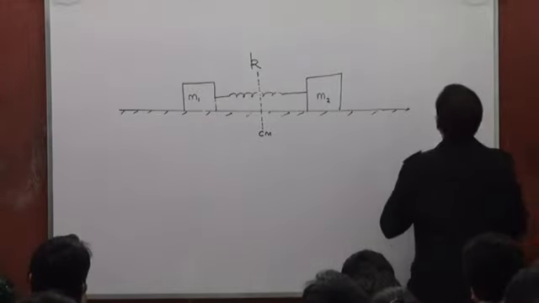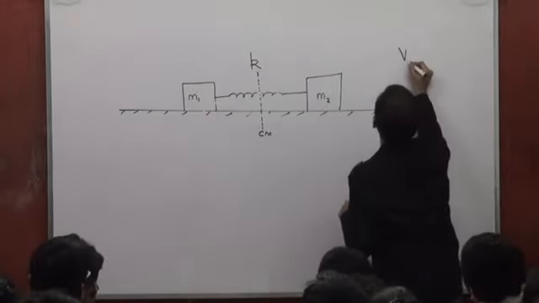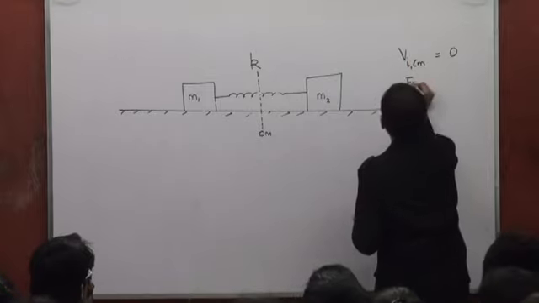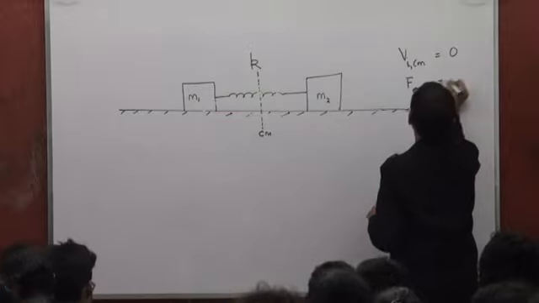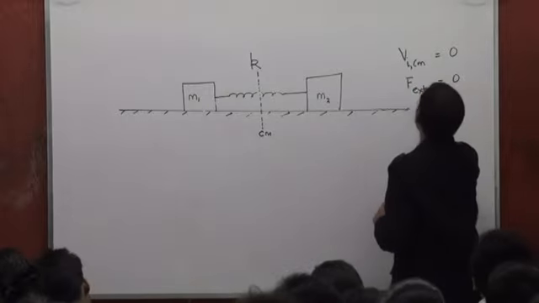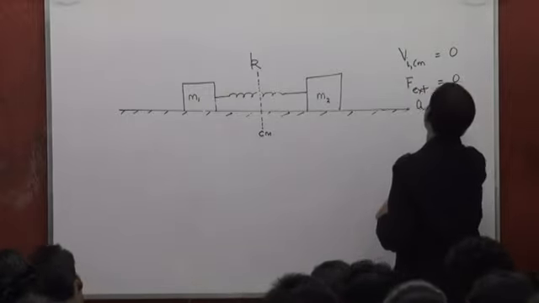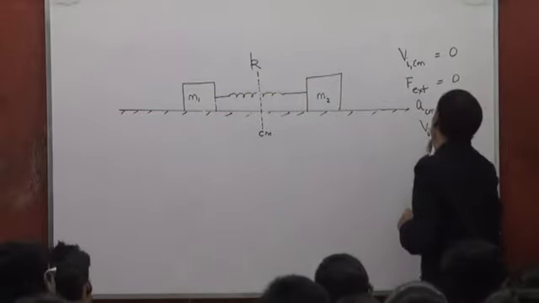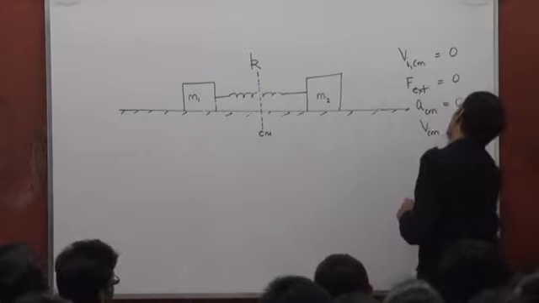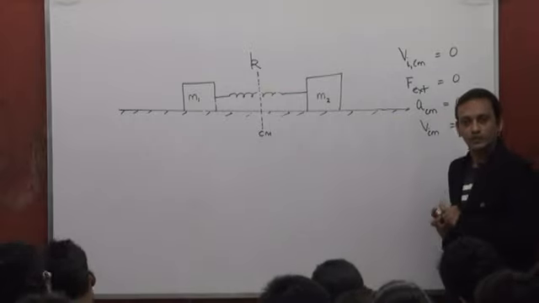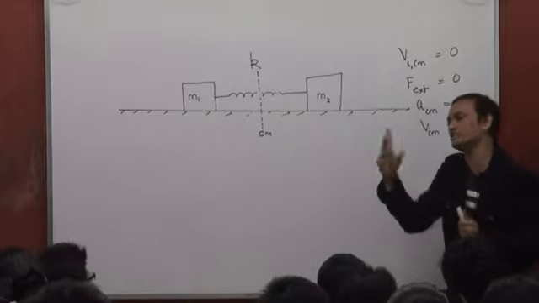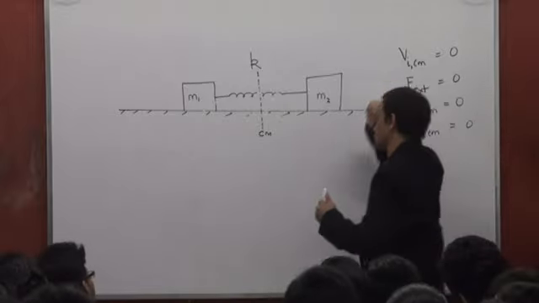One thing, the initial velocity of the center of mass is 0. F external is 0, which means the acceleration of the center of mass is 0, which means the velocity of the center of mass remains 0 all the time. That means the position of the center of mass does not change.